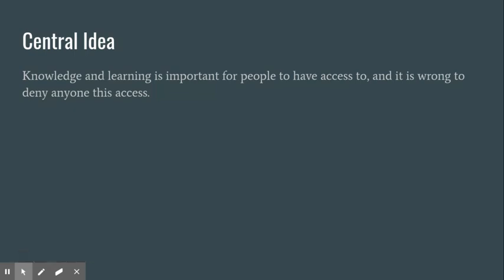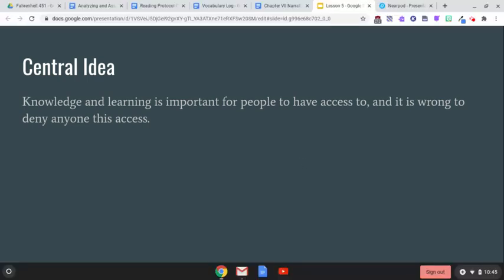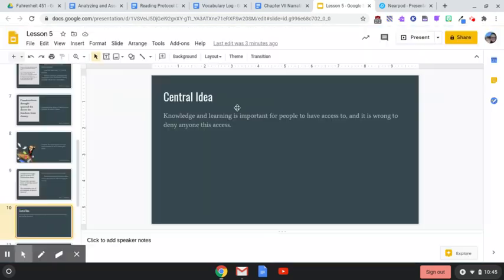So we kind of put together the idea that the central idea is that knowledge and learning is important for people to have access to, and it is wrong to deny anyone this access. Except there's a mistake there. Can anybody spot the mistake in that statement? The verb needs to be are for the subject and verb to agree, because we have a compound subject, so it actually needs to read, knowledge and learning are important for people to have access to, and it is wrong to deny anyone this access.